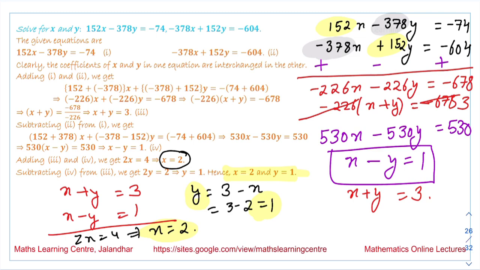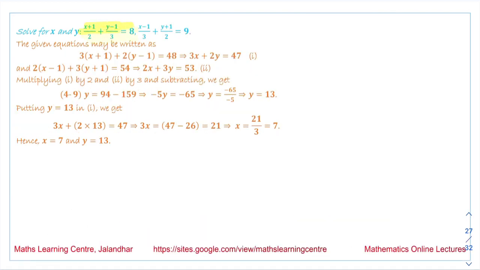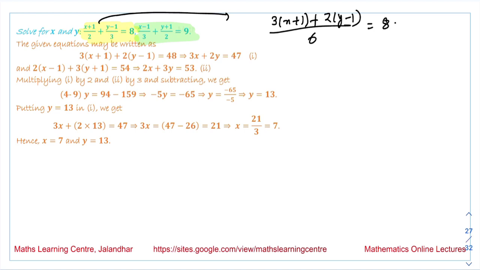Now next, these are the two equations that are given to us. This is one equation, this is the second equation. These equations can be written in this form. When we talk about the first equation, we take LCM as 6. So it is 3 into x plus 1 plus 2 into y minus 1 over 6, that is equal to 8. The second equation becomes 2 into x minus 1 plus 3 into y plus 1 over 6 is equal to 9.